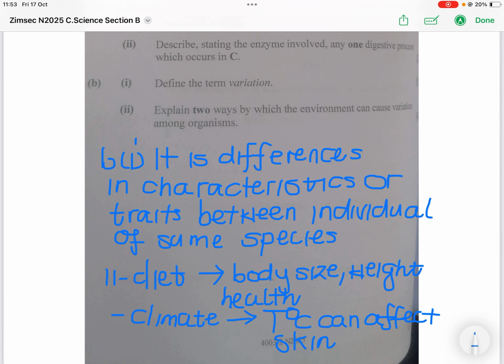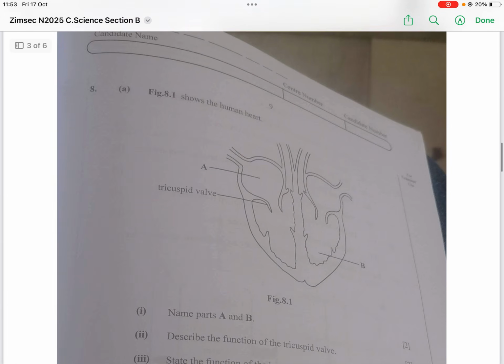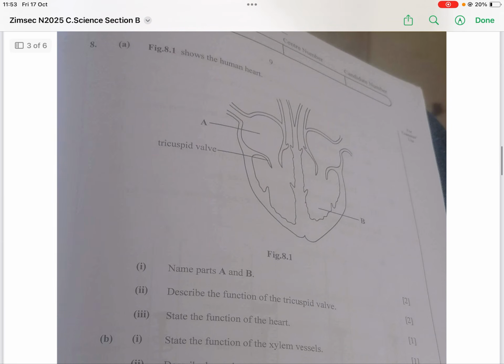We can also talk about the pollution. Pollution can cause mutation or development changes, right? So we are done with the question that was on number 7 in November 2025. We can now proceed to number 8.